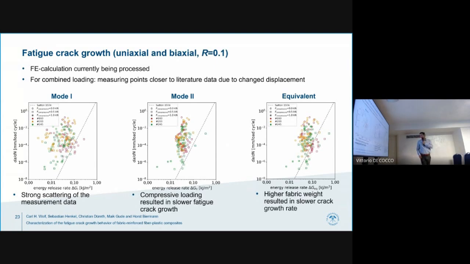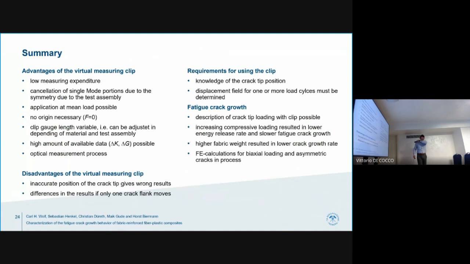And now I'd like to show you the comparison of uniaxial and biaxial loading. The scattering of mode 1 is, of course, much higher because the crack is closed. For mode 2 loading, you see it's more or less one area, and you can see the compressive loading that leads to a slower fatigue crack growth. And here, these points are 1 kilonewton. This means the higher the compressive loading is, the slower the fatigue crack growth is. And furthermore, you can see the higher the fabric weight is, the slower the fatigue crack growth is.